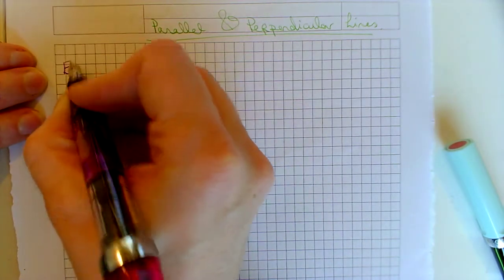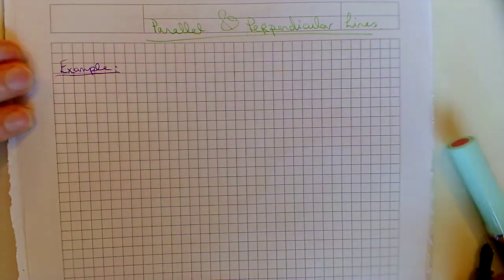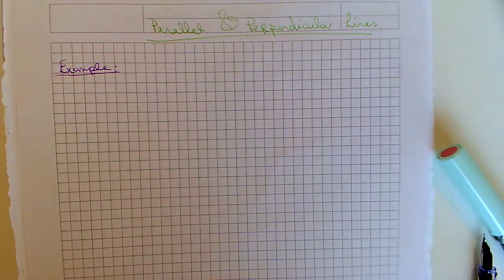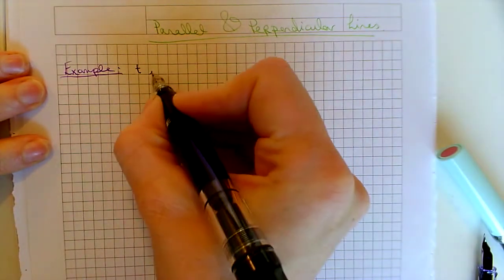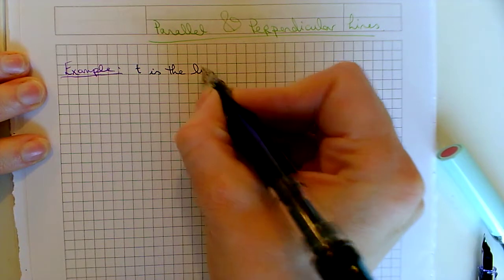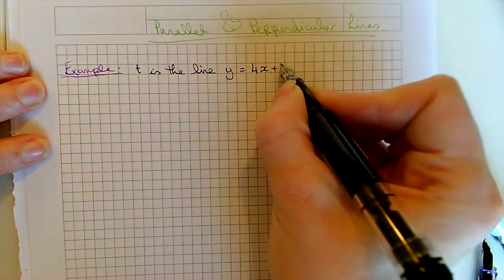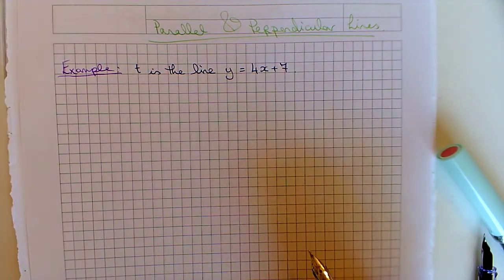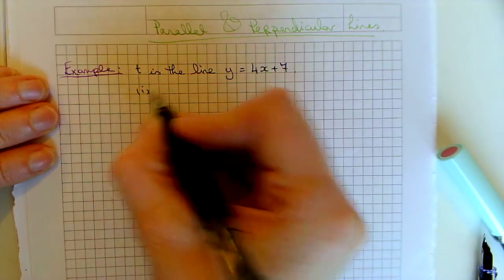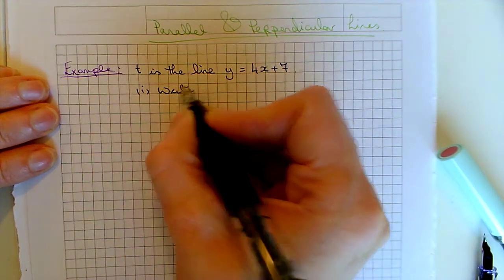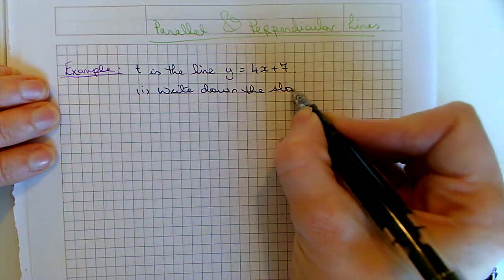So let's start with an example. So the first thing the example says is that we have the equation of a line T. So T is the line y equals 4x plus 7. And we're going to have some questions to go along with this. So the first thing is write down the slope of t.